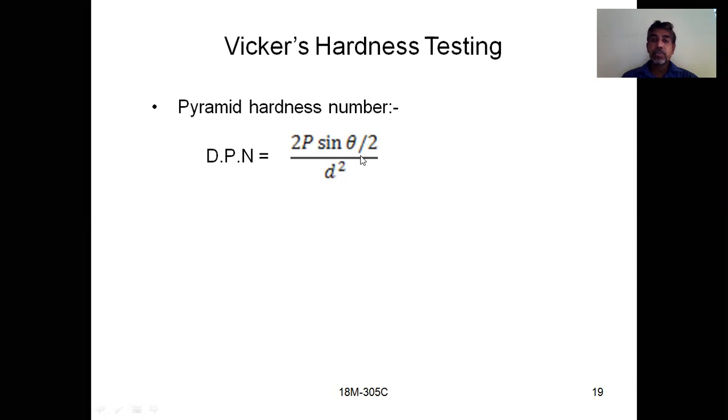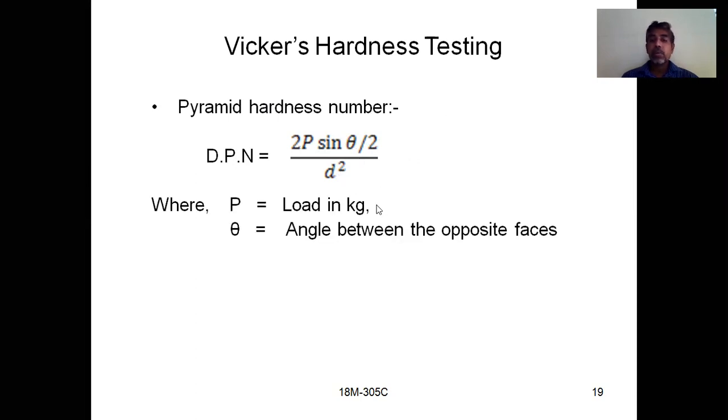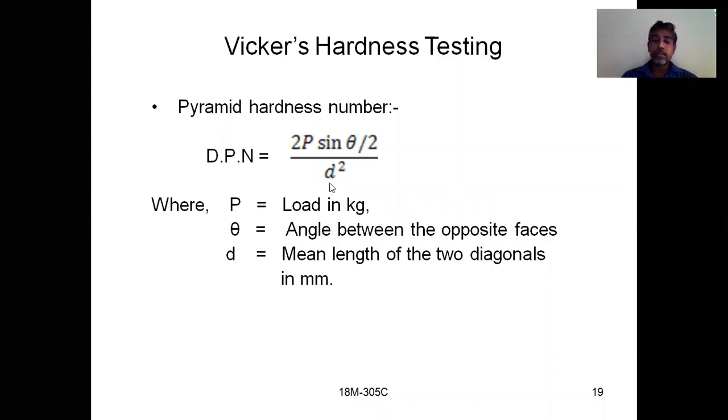This formula is used to find the DPN value, where P is the load in kg, theta is the angle, and d is the mean of the two diagonals, which we have to find from the impression.